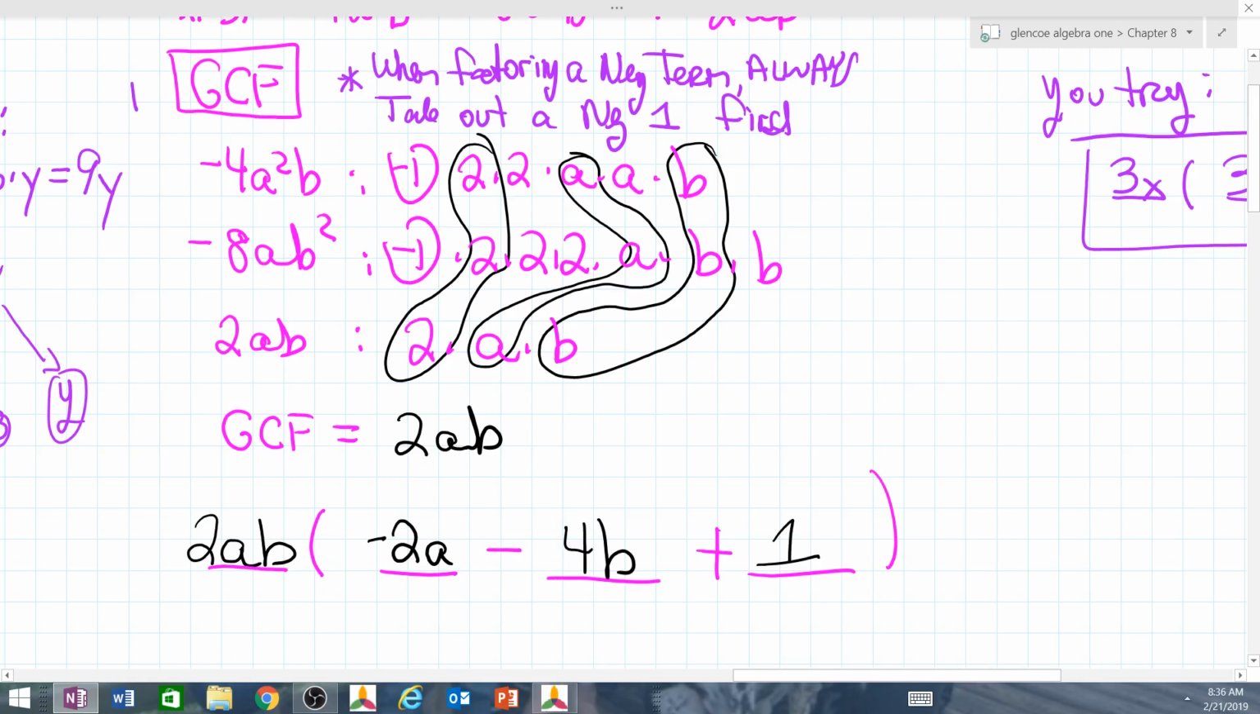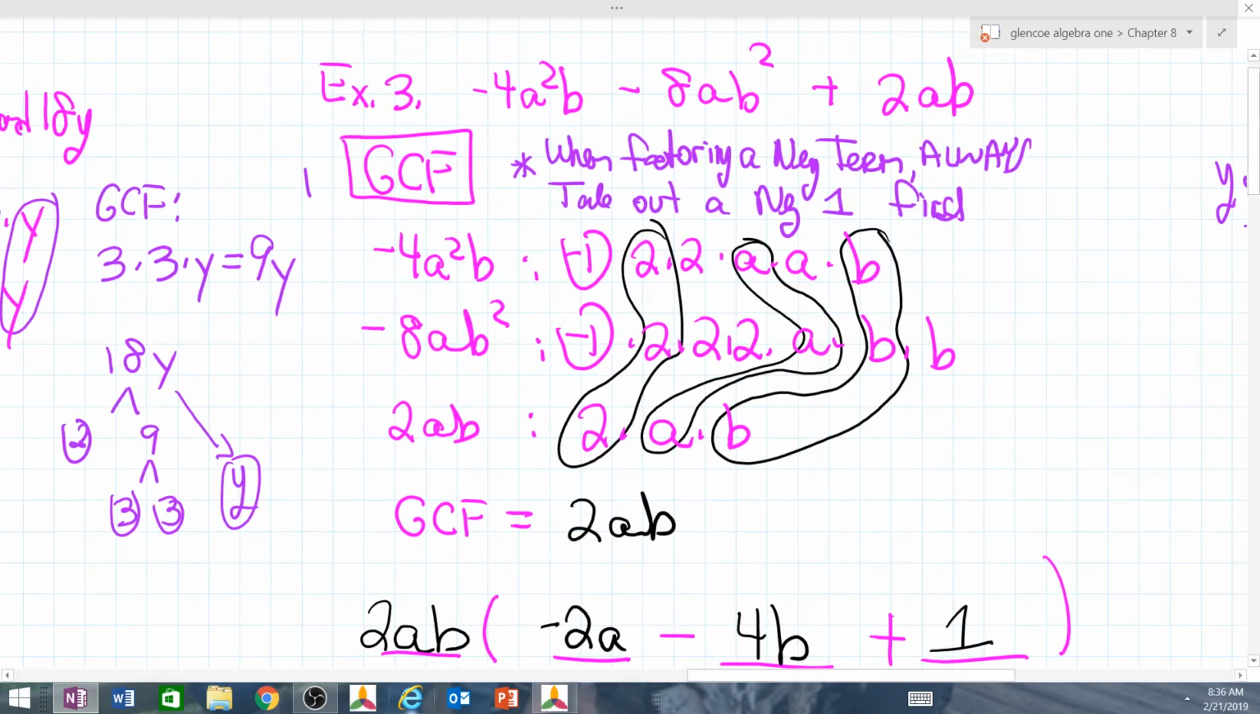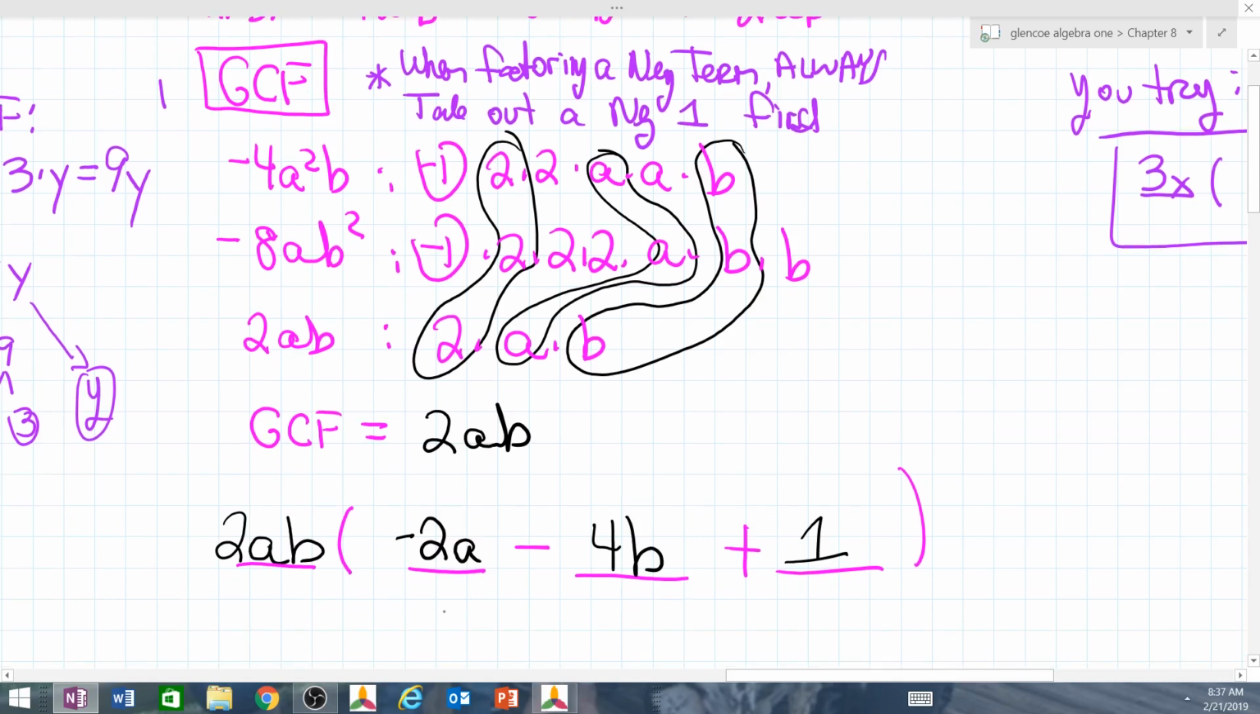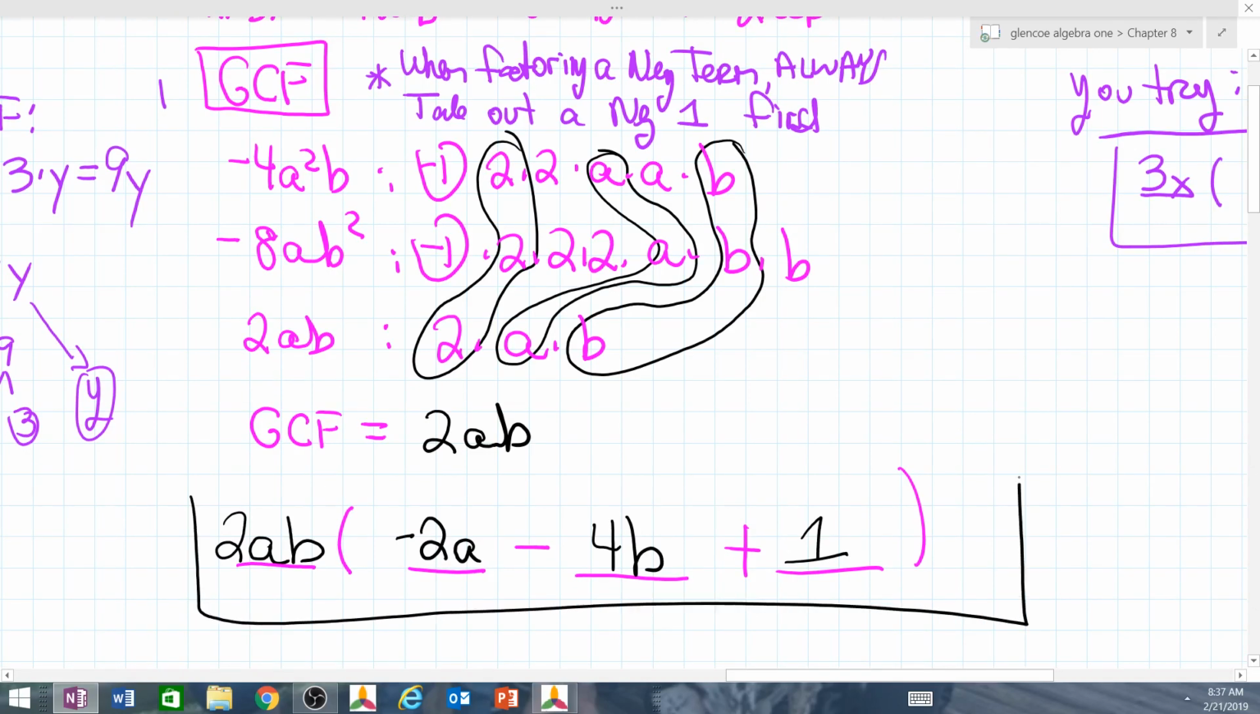Now you can go back real quickly and check your work, and so I'll just help you. 2ab times a negative 2a would give me back a negative 4a squared b. 2ab times a minus 4b would give me a negative 8ab squared, and 2ab times 1 would give me a 2ab. What I really want you to get in the habit of doing is looking at what is in the parentheses and making sure that there is nothing left that these 3 terms have in common except for the number 1. And that's how you know you have factored it completely. Does anybody have a question?